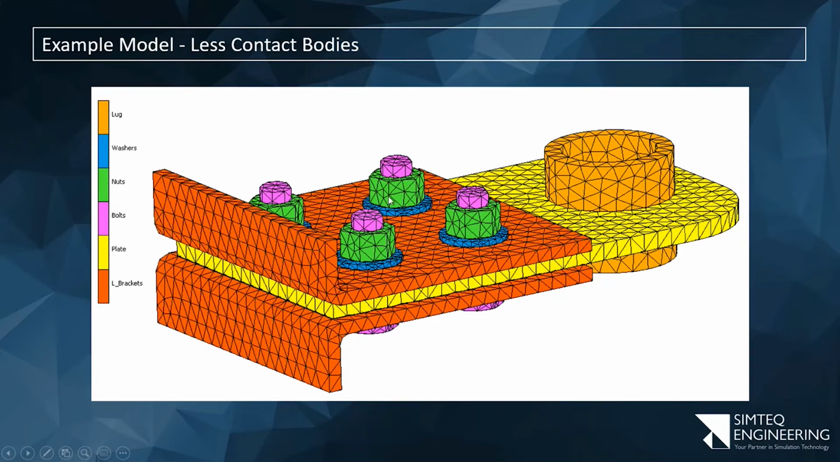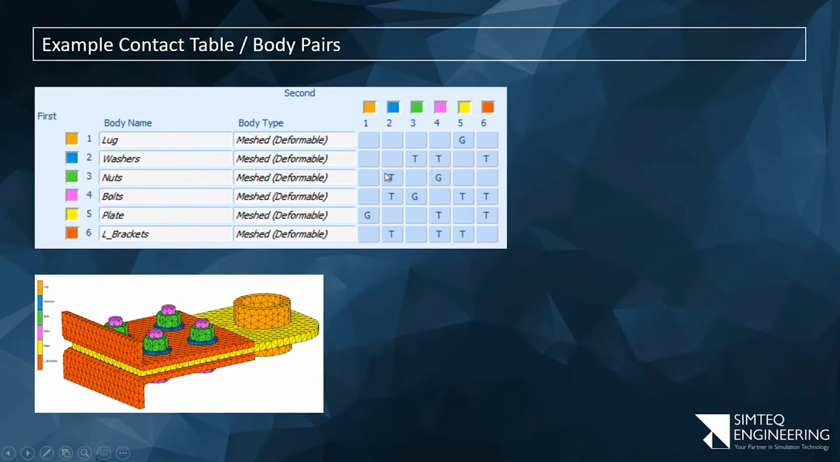So in this case, I've lumped all of the nuts into one, all of the bolts into one contact body, both of the L brackets, one body, that plate, and that lug over there. So now it's 1, 2, 3, 4, 5, 6. Previously at 20. So it's about a third of the contact bodies, which sounds not that much less. But in the end, bear in mind the contact table was squared. So this is my new contact table now.